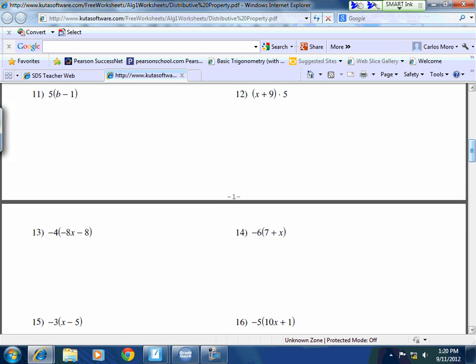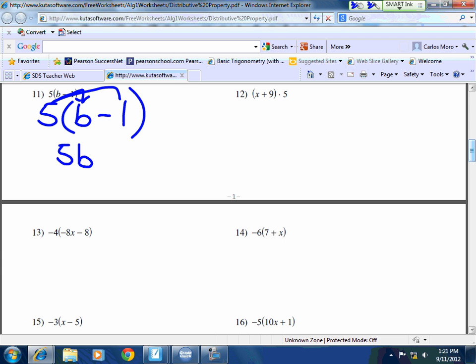Okay, next. This says, my man, I know it's hard for you to see. I know you forgot your glasses today. It says 5 times b minus 1. So what do we get? Okay. 5b. And then what's 5 times negative 1? Minus 5. Awesome. Good job. Next. 5x plus 45. Awesome. Next.